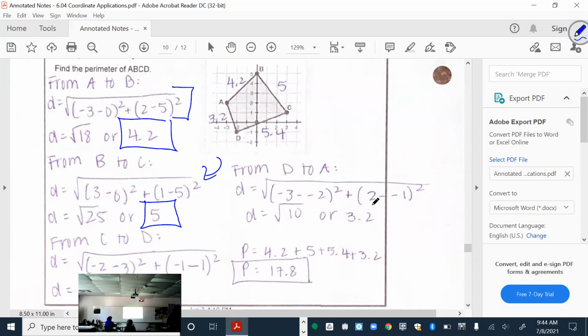Same with the D to A. If you did it the right way, you should have gotten about 3.2. Not too far off. Rounded to the tenth would be about 3.2. Make sense about that?